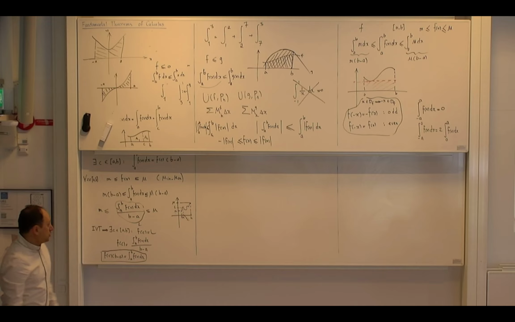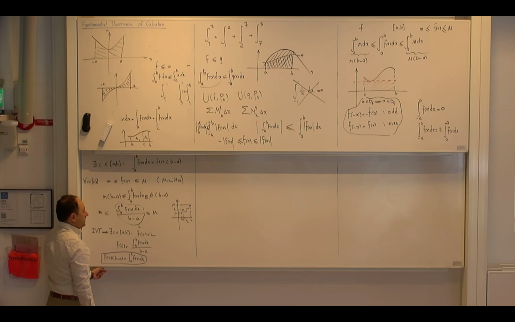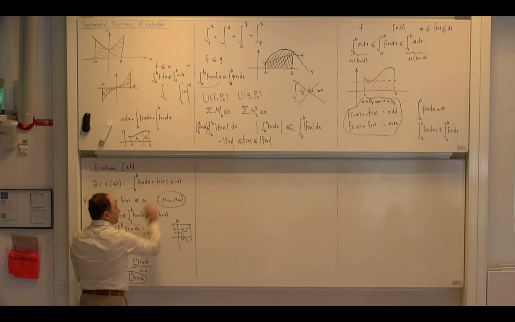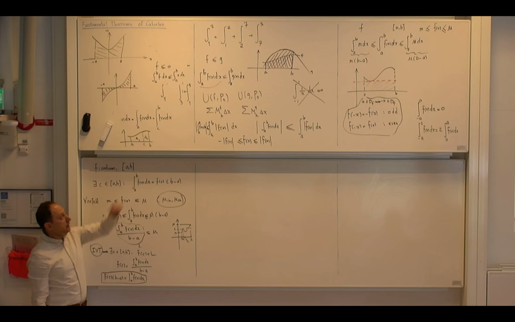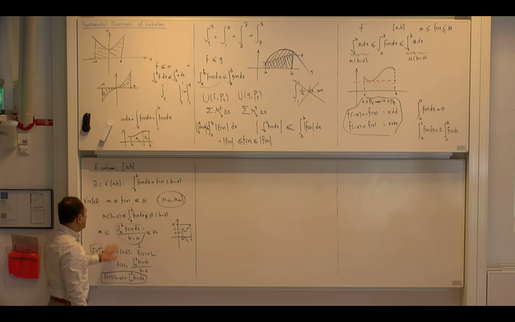So remember which theorems we needed here. The max-min theorem was used. The intermediate value theorem was also used. Combining these two and combining that with that theorem from properties of integrals, we were able to prove the mean value theorem for integrals. Okay?